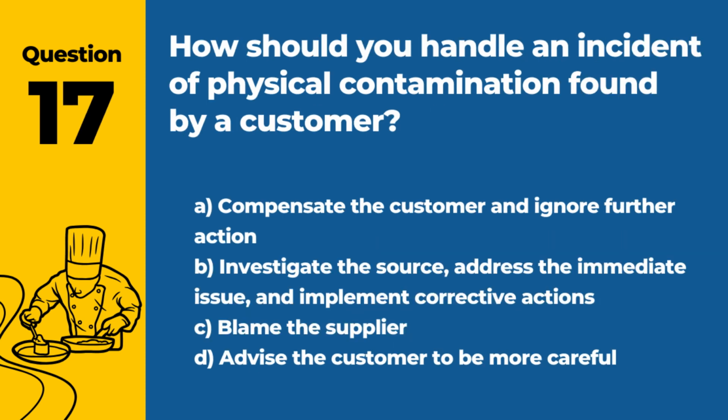Question 17. How should you handle an incident of physical contamination found by a customer? A. Compensate the customer and ignore further action. B. Investigate the source, address the immediate issue, and implement corrective actions. C. Blame the supplier. D. Advise the customer to be more careful.